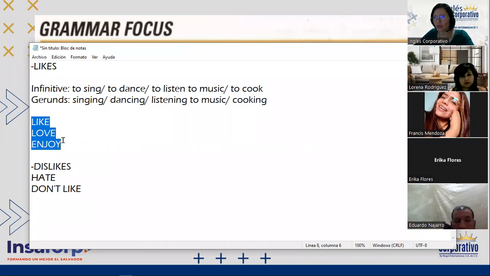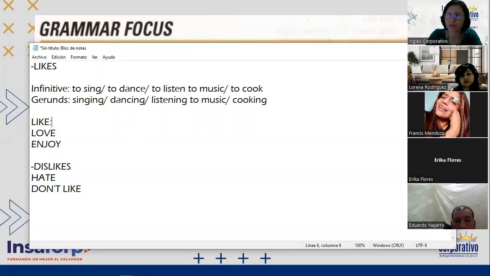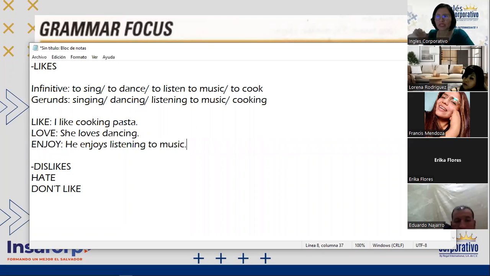Entonces, con estos tres verbos, like, love, and enjoy, okay, podemos utilizar los gerunds. Por ejemplo, I like cooking. Okay, I like cooking pasta, for example. Love. She loves dancing. Right? She loves dancing. Okay. Then we have enjoy, right? I can say he enjoys listening to music, right? He enjoys listening to music. So there we have three different options to talk about the things that we like.